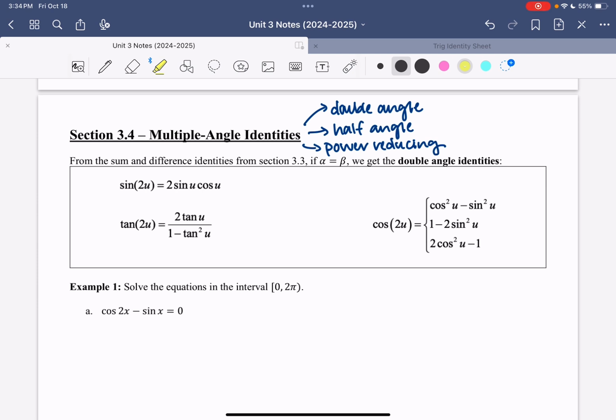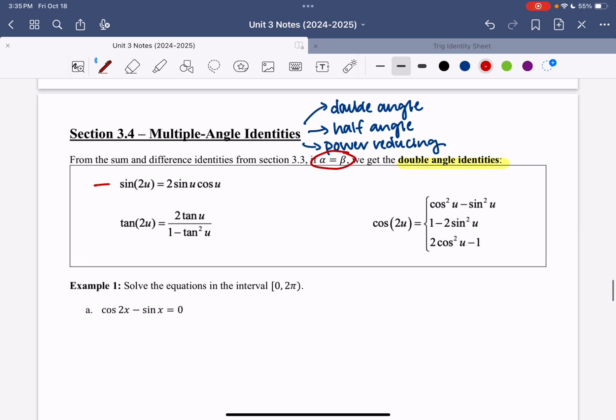So the first one that we're going to discuss are the double angle identities. These are derived from the sum and difference identities, and it comes from if alpha is equal to beta, or if u is equal to v. So we get these different identities. Sine of 2u is equal to 2 sine u cosine u. Tangent of 2u is equal to 2 tangent of u over 1 minus tangent squared u. And cosine of 2u actually has three different things that it could be, and we'll have to pick and choose appropriately which one we want to use in different scenarios.